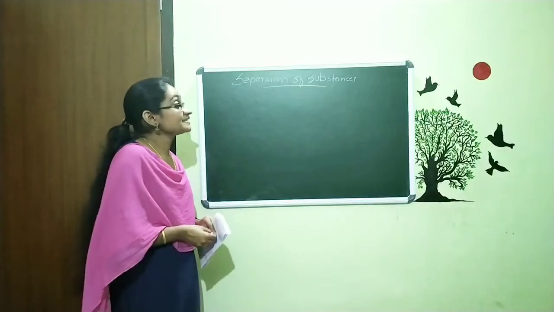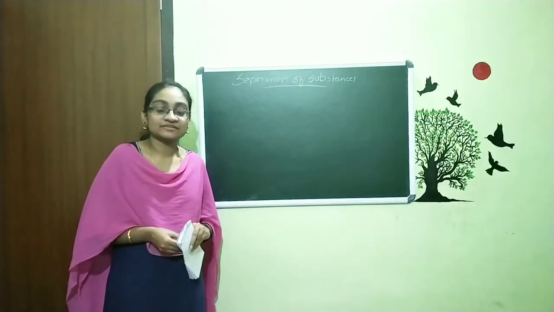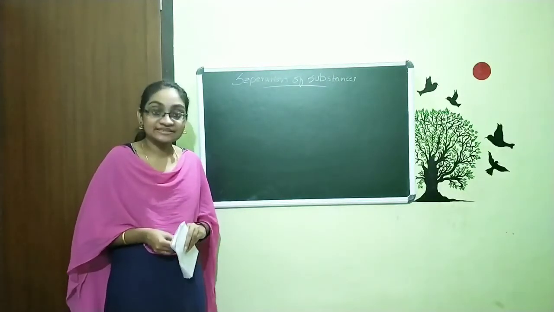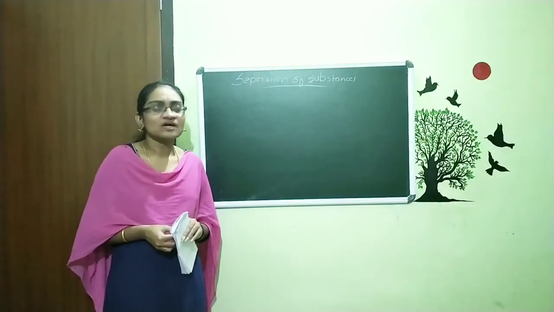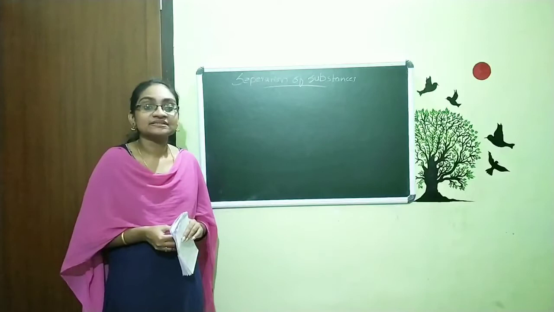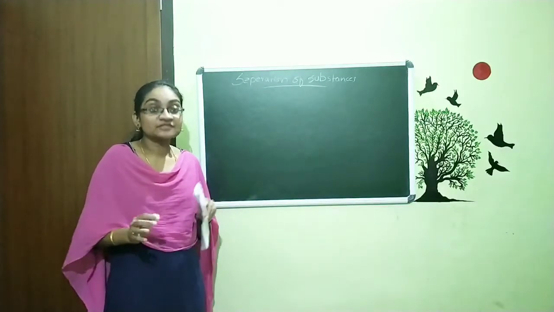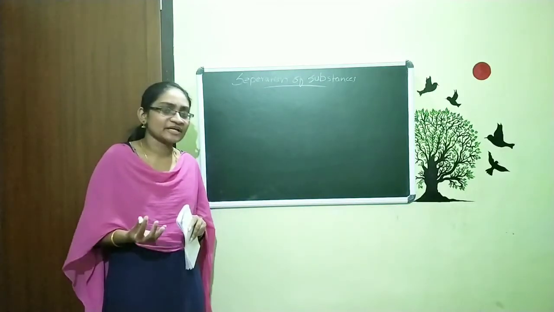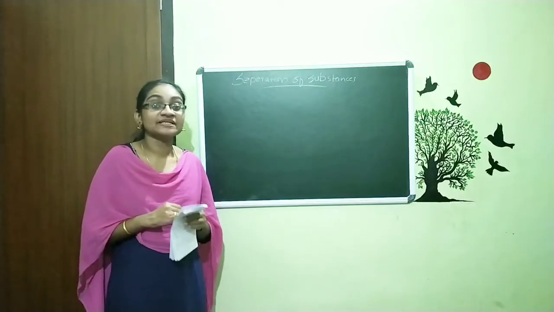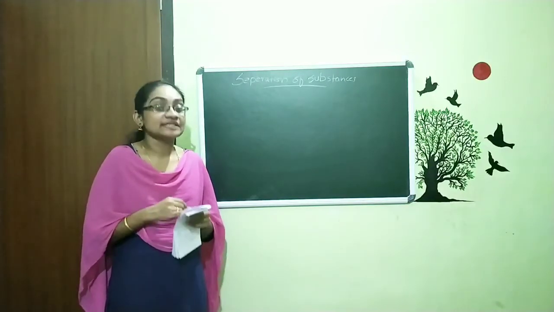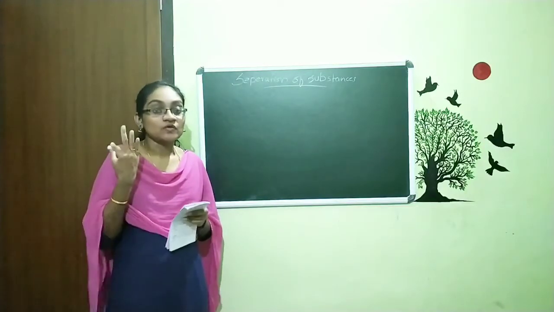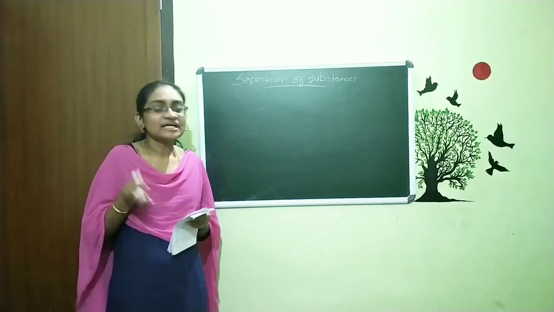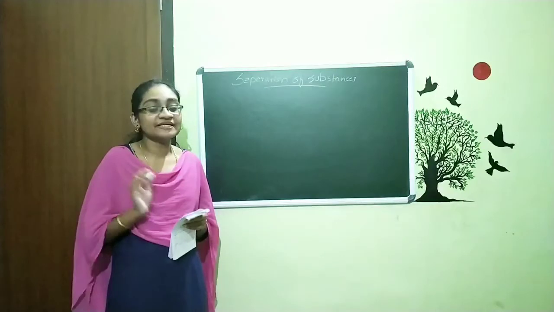Our chapter name is separation of substances. In the last class, we discussed different methods for the separation of substances. Why did we study those methods? For different purposes, we use methods of separation. Which methods did we discuss in our last class? The methods are hand picking, threshing, winnowing, sieving, and other different methods.